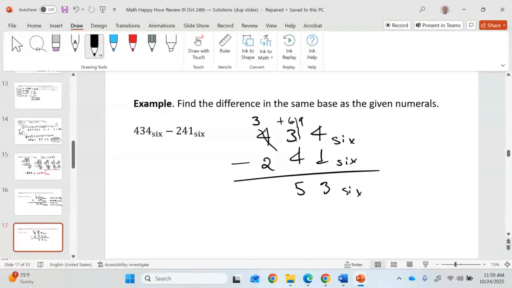So by borrowing, I made this 3 into a larger number by adding the base. So if you're in base 6, you're adding 6. If you're in base 8, you're adding 8. And you're always going to get something bigger that you can now subtract. So 9 minus 4 is 5. 3 minus 2, remember that since I borrowed 1, it is no longer a 4, so I use the 3. 3 minus 2 is 1. So the result of this operation, 434 base 6 minus 241 base 6, is equal to 153 base 6.